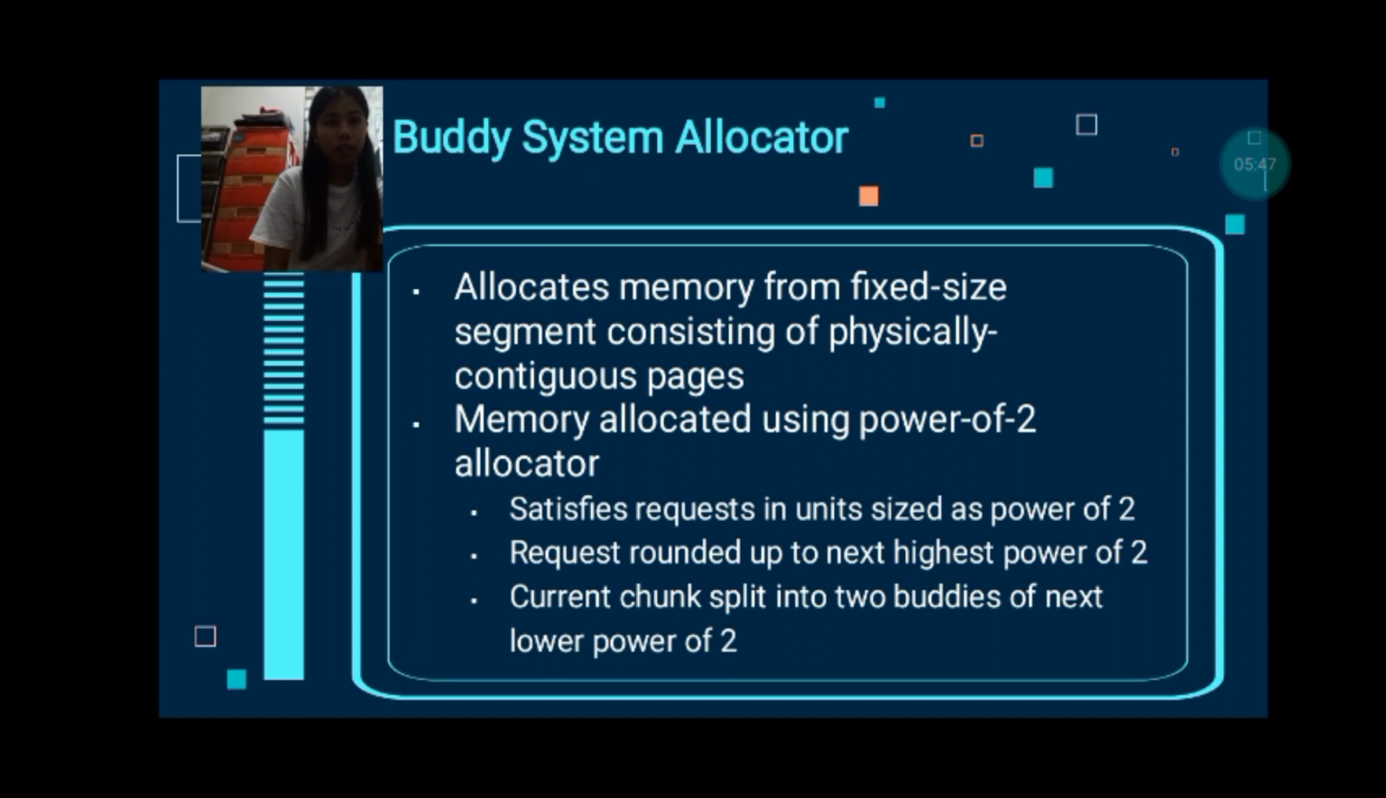Buddy system allocator. Allocates memory from a fixed-size segment consisting of physically contiguous pages. Memory is allocated using a power-of-2 allocator, which satisfies requests in units sized as a power of 2. Requests are rounded up to the next highest power of 2. The current chunk is split into two buddies of the next lower power of 2.